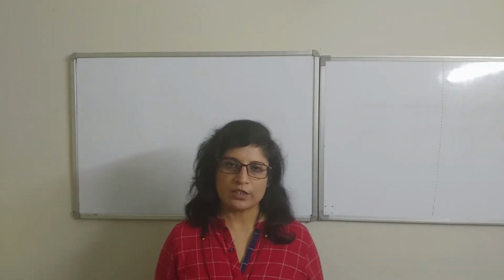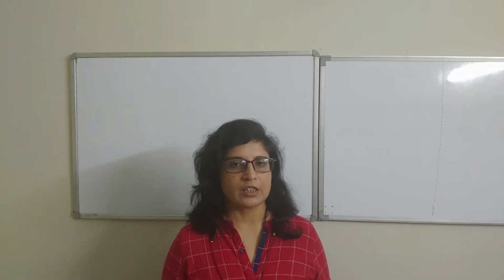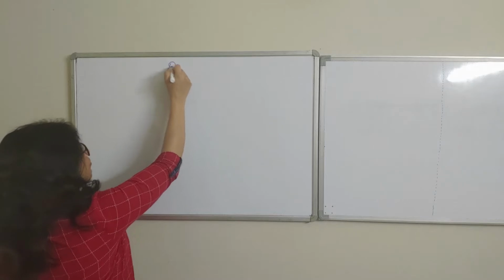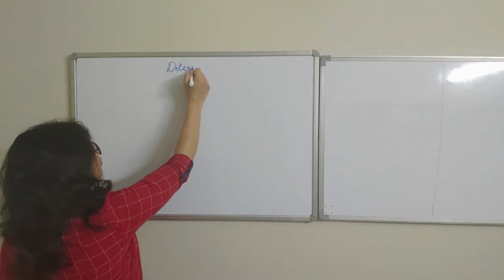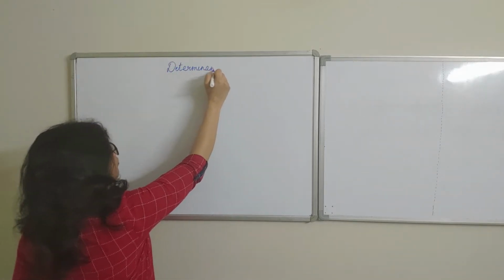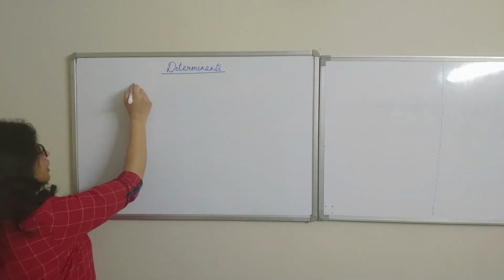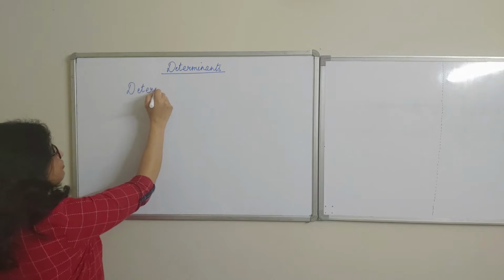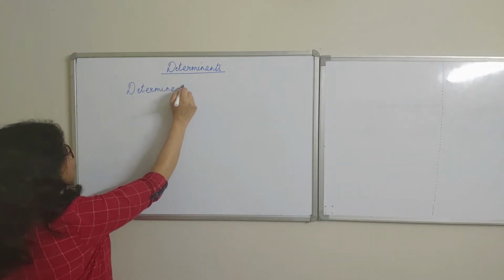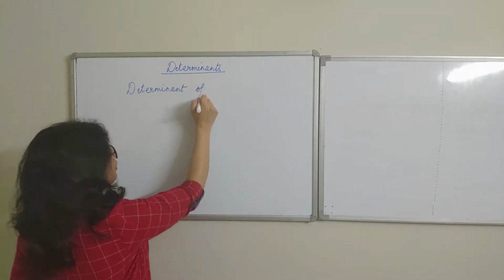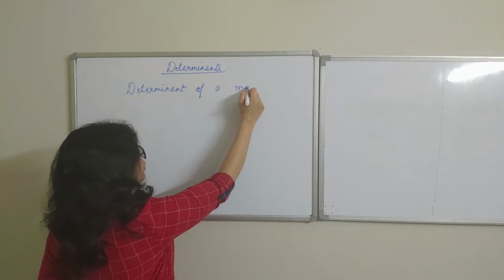Today we'll start a new lesson. This is the fourth lesson of the NCERT textbook, Determinants. The name of the lesson is Determinants, and in this lesson we will first of all understand what is meant by determinant of a matrix.